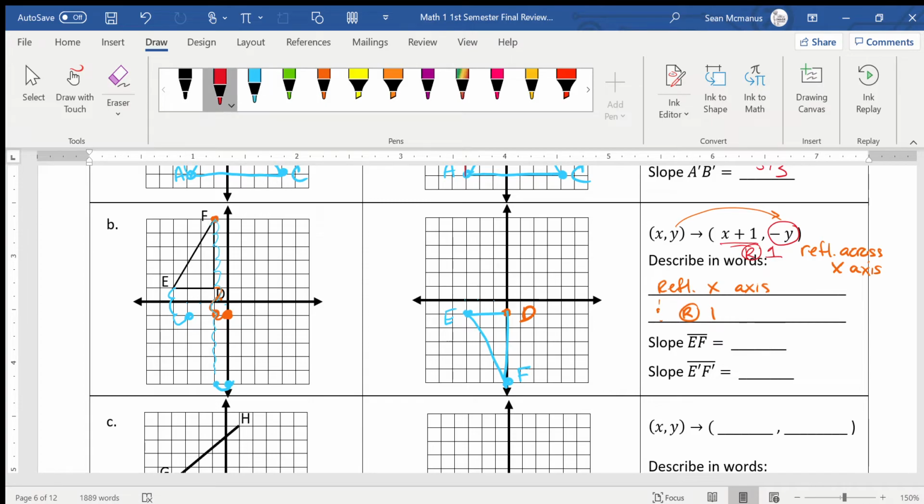So what's the slope of EF? Original EF is 1, 2, 3, 4, 5 over 3. Actually, the same as the last one. Now, what is the slope of E prime F prime? Whoops, I forgot my primes. Well, it goes down 1, 2, 3, 4, 5, so negative 5, and to the right 3. So negative 5 over 3. So by reflecting it, we saw up above, translating it, moving it side to side or up and down, didn't change the slope, but this one, the slope flipped because it reflected.